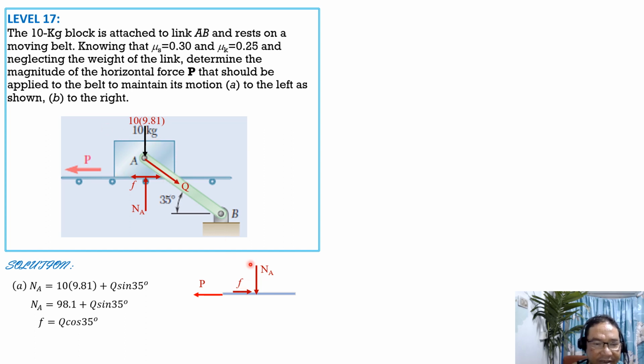So by action reaction, we have Na down, then F, which was previously assumed to be leftward, is now rightward, and we now involve P. So summation forces horizontal, that means P equals F, and F is 0.25 of normal A, 98.1 plus Q sine 35 degrees is equal to Q cosine of 35 degrees.